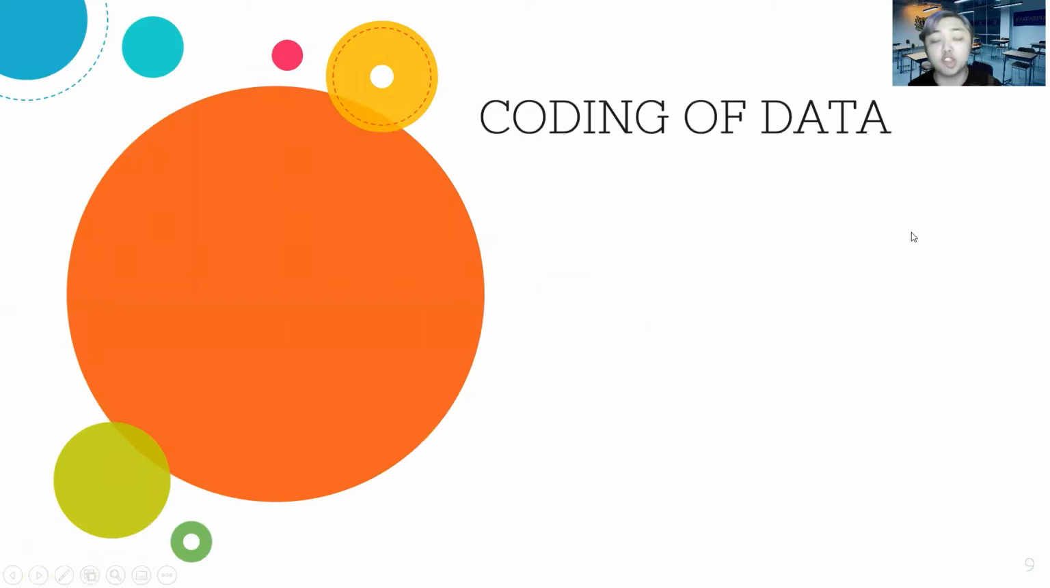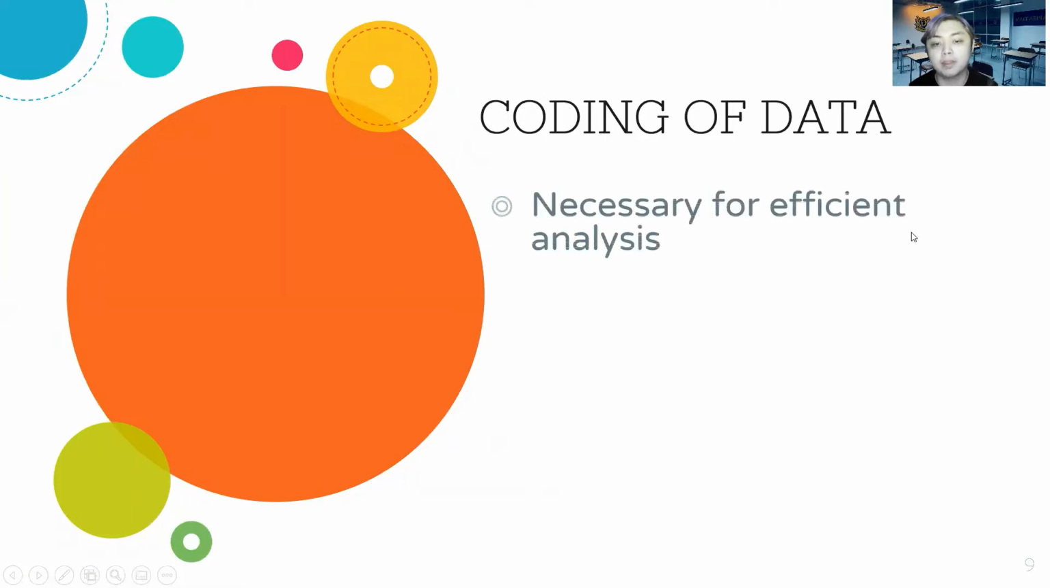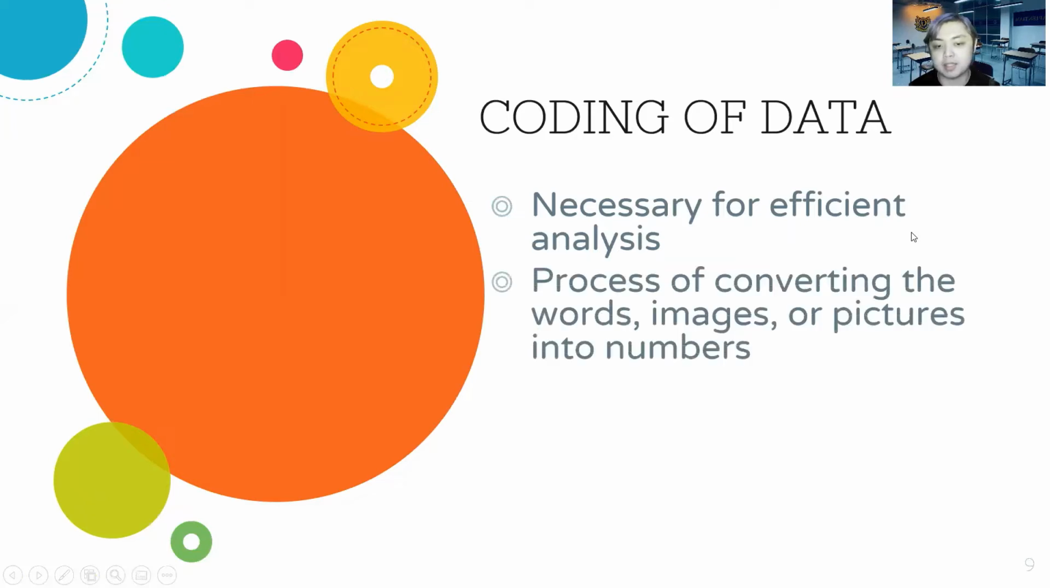After categorization, you need to code the data. So it must be translated in written format so that it is easier for analysis and visualization later on. This is, again, necessary for efficient analysis. Kasi kapag naka-code, it's either typewritten, handwritten, basta it is in written format, mas madali na siyang i-organize in the next processes. This is the process also of converting words, images, or pictures into numbers if we're talking about quantitative research.